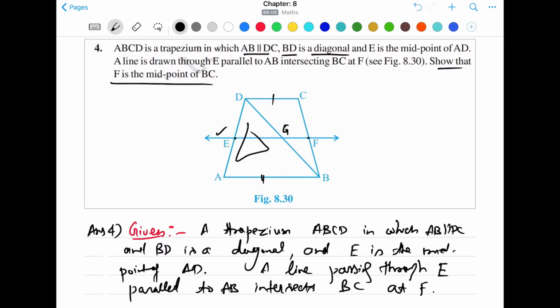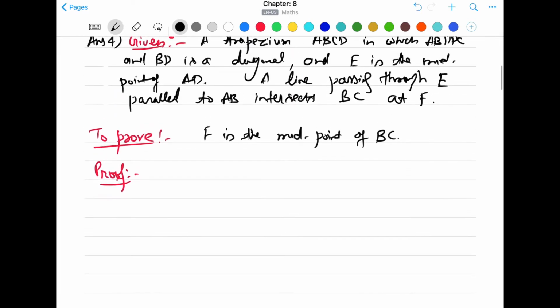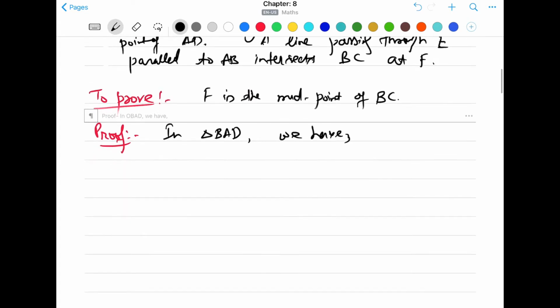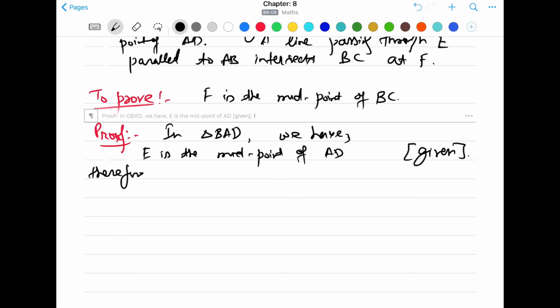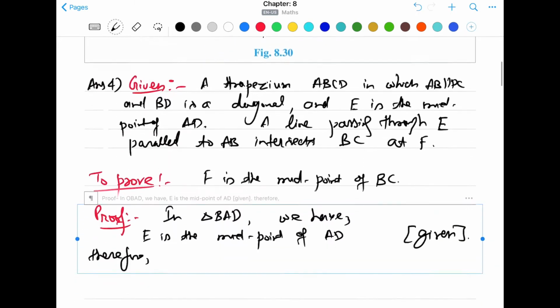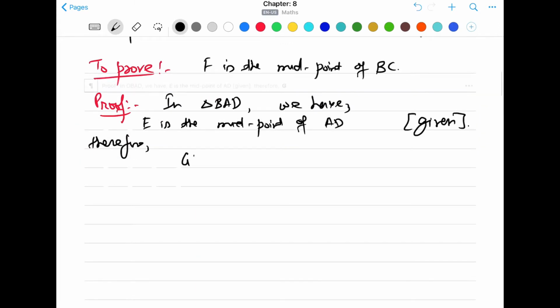Now first we are going to start with triangle BAD. In triangle BAD, it is already given that E is the midpoint of AD. This is given in the question. Therefore, by applying the converse of the midpoint theorem, that is theorem 8.10, we will have that EG is parallel to AB.